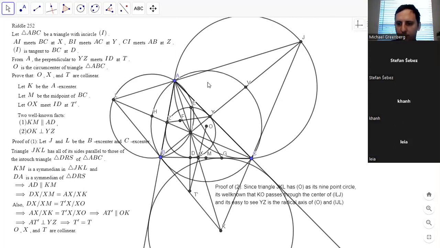So let's move on to the next one, if my computer will let me. Can you guys see me trying to click this thing? I'll do it this way. All right.